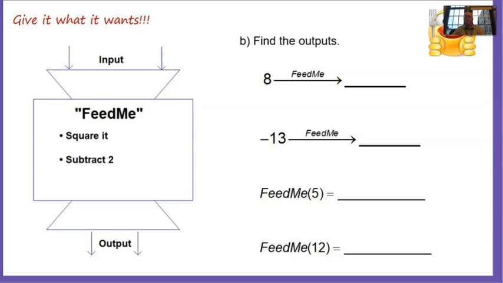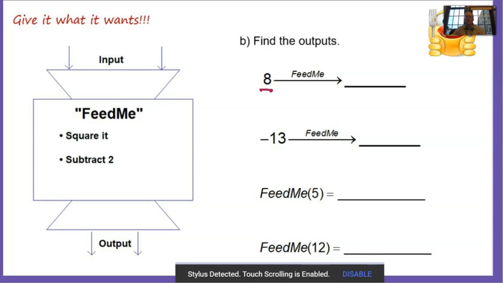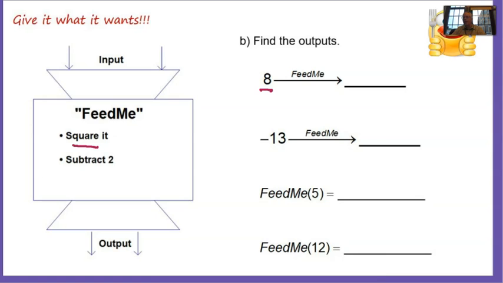What this arrow notation means is we're going to put the number 8 as an input into the function feed me and see what the output is. When we put 8 in and square it, 8 times 8 is 64, and then subtract 2, we get 62. I like this arrow notation. 8 goes into the function feed me, out comes 62.